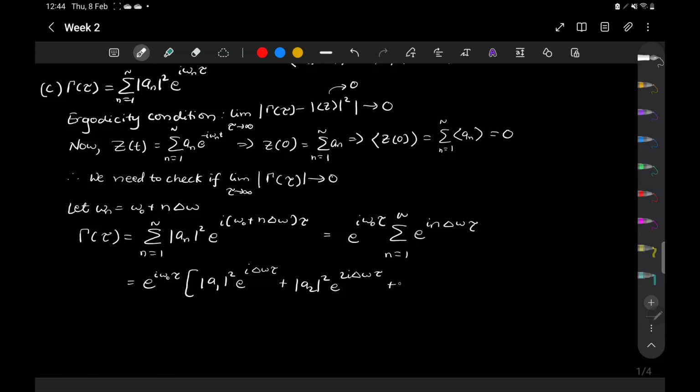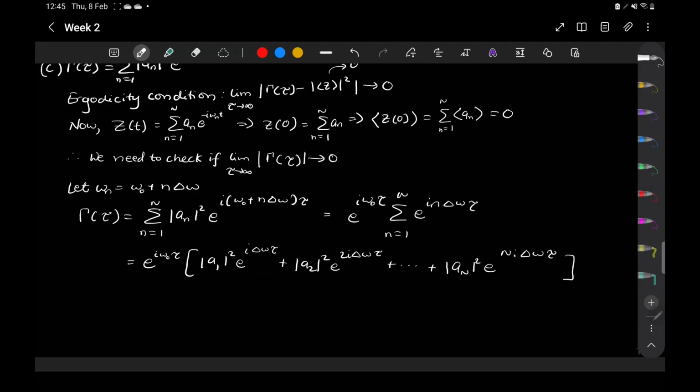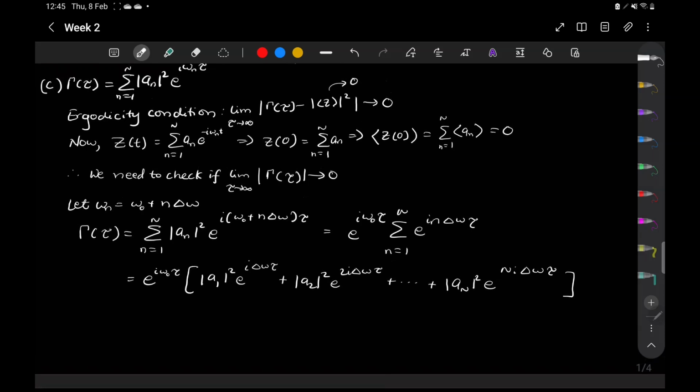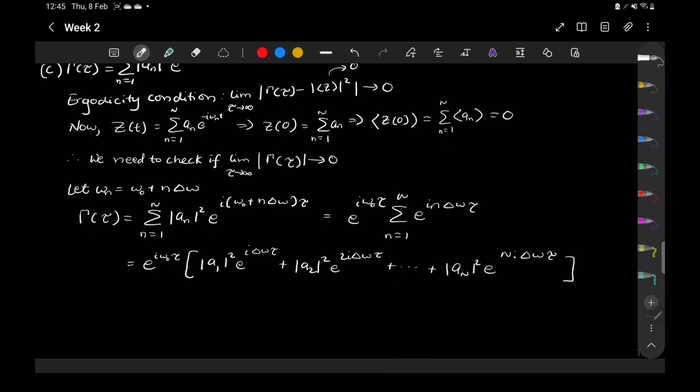I'm just opening up the summation. So this is the expression for gamma tau. Now let us consider a few simple cases first.